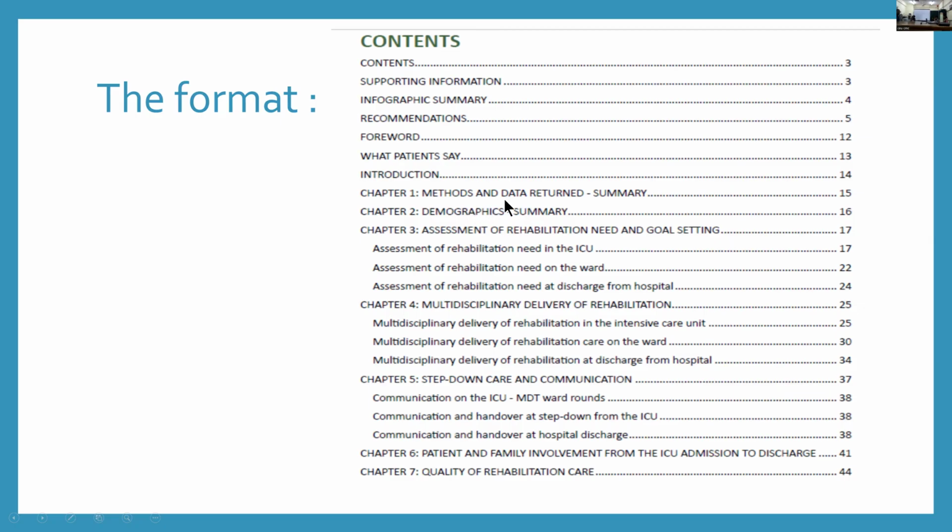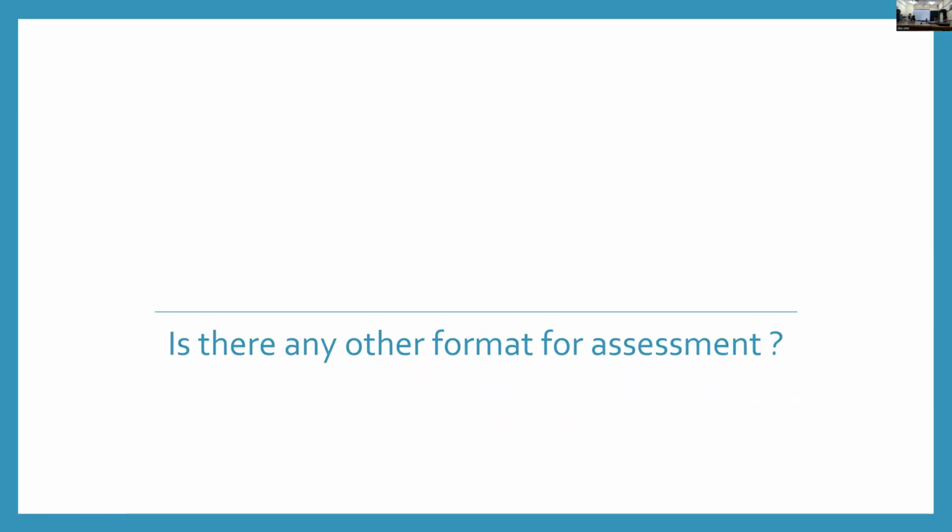They start with a summary, demographic, rehabilitation in ICU ward and ICU hospital, then the multidisciplinary delivery, step-down care, patient family involvement, and the quality of the care. So this is the format they have presented the guidelines in. So is there any other format for assessment?